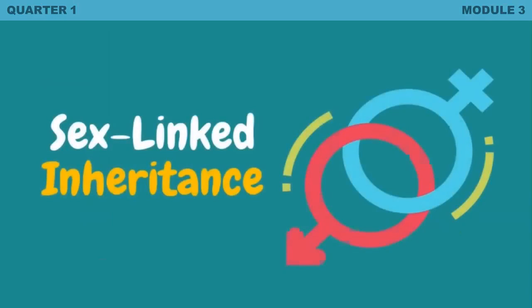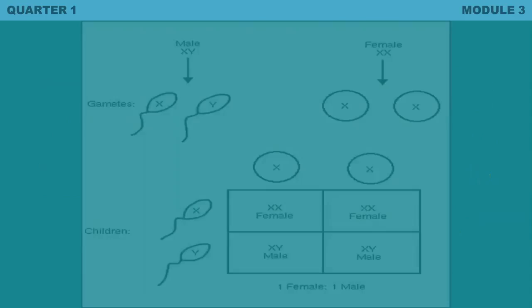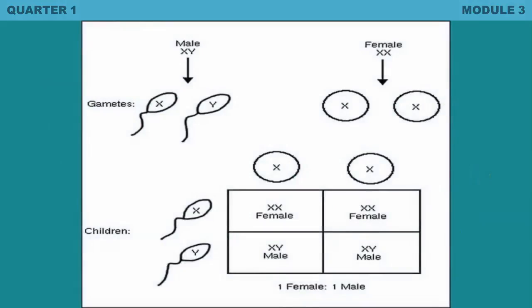To proceed, let's discuss the second type of non-Mendelian inheritance, which is the sex-linked traits. Chromosomal sex is determined at the time of fertilization. A chromosome from the sperm cell, either X or Y, fuses with the X chromosome in the egg cell. So, how do we determine the sex of an individual?